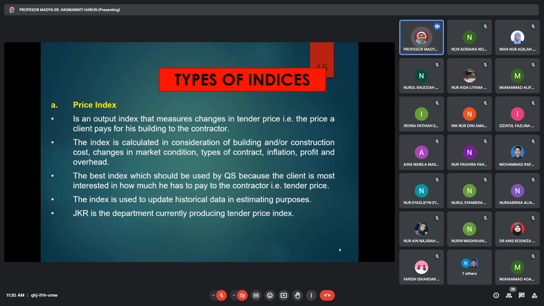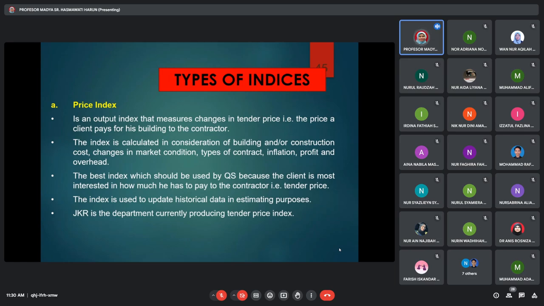So the price index is an output index that measures changes in the tender price. Remember the small triangle I drew earlier? So, changes in the tender price. What does tender price mean? What does price mean? Price is the contractor's cost plus a percentage of profit that the contractor adds, and they charge the client to pay for the building. Understand? So that's what tender price is all about. Tender price is the price that the client has to pay the contractor for his building, which already includes an element of profit.